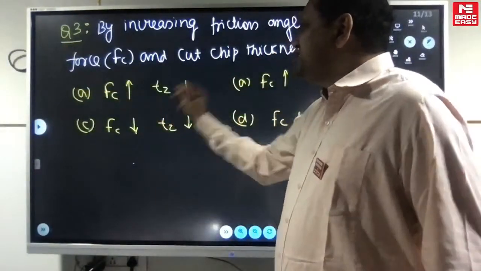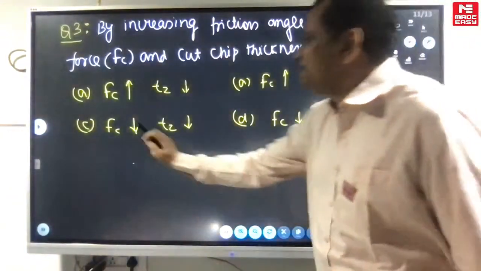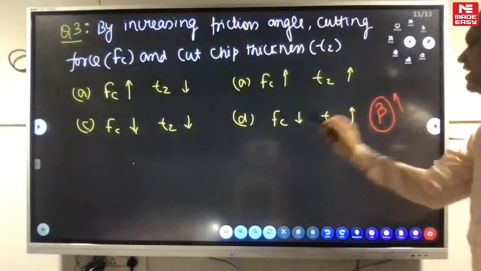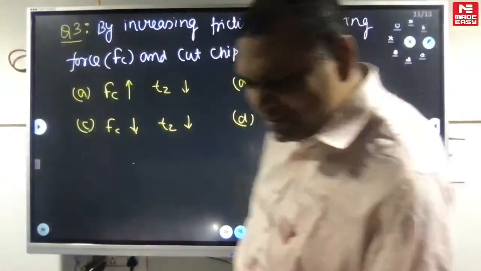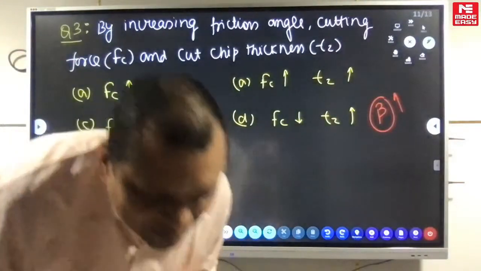Whether FC will increase, T2 will decrease. FC increase, T2 increase. FC decrease, T2 decrease. FC decrease, T2 increase. So, what is the answer? Would anybody like to say something?